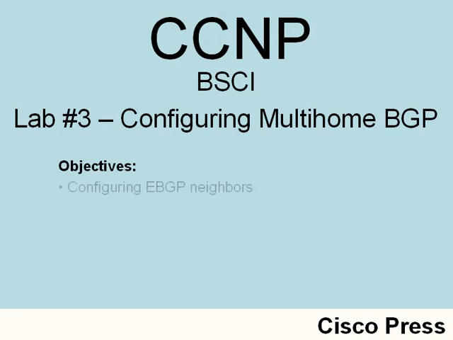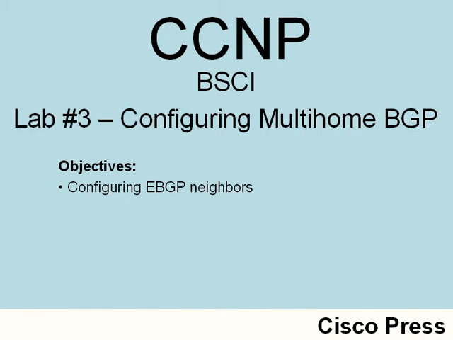First up, we want to configure eBGP neighbors. We want to set up BGP peers with routers in different autonomous systems. That's what eBGP means. That's exterior BGP. We also want to specify a network that we want advertised via the BGP process.